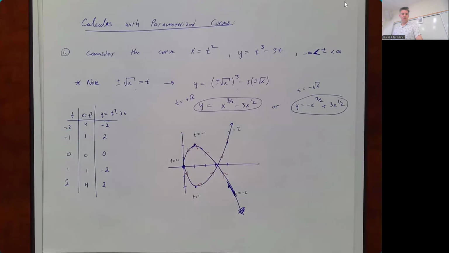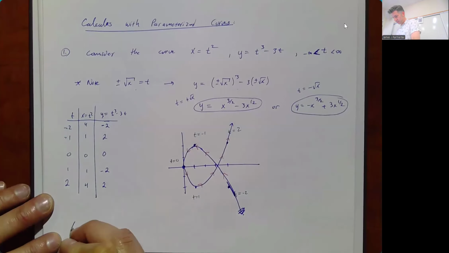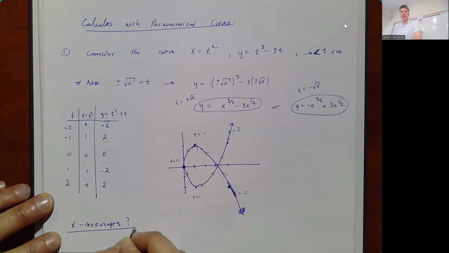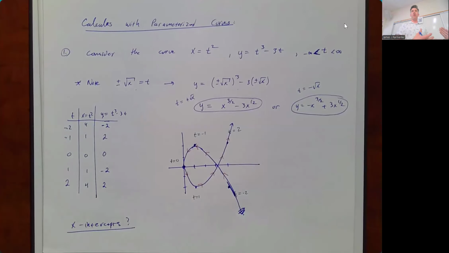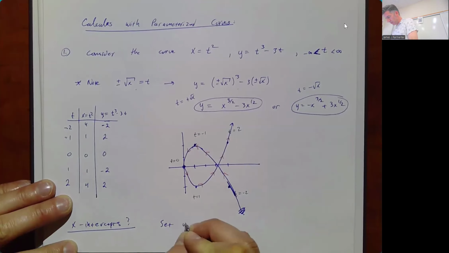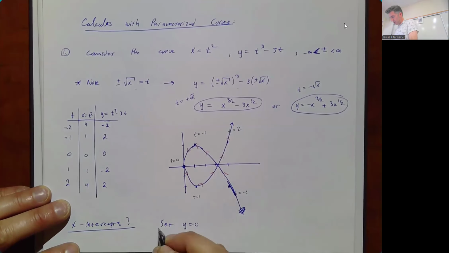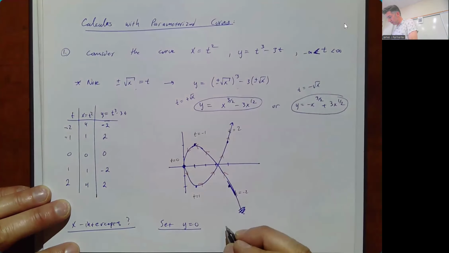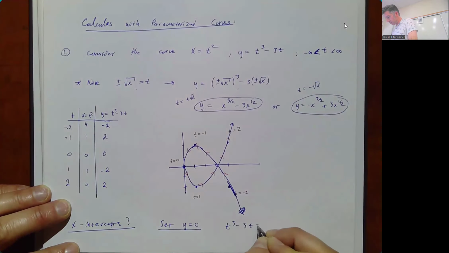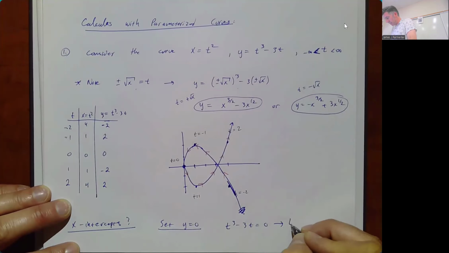So now we want to answer some questions, like, what are the x-intercepts? Well, the general idea of finding things is usually still the same as before. We just have to do a little more work. Normally you find the x-intercepts by setting y equal to 0. So we're setting t cubed minus 3t equal to 0. So we're going to end up getting t times (t squared minus 3) equal to 0.